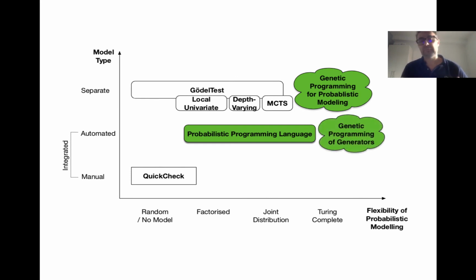And then the most flexible would be a fully Turing complete way of trying to search for also an integrated model, but still allowing the probabilistic model to evolve together with the structure of the test data generator. So this could be, of course, implemented in a Turing complete GP piece of software, right?